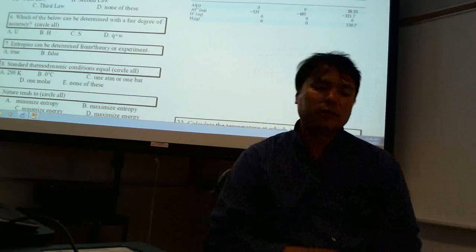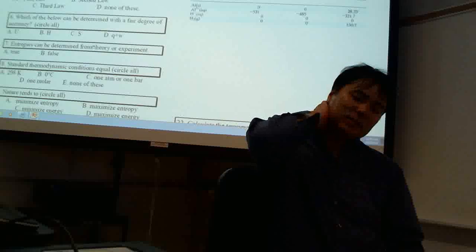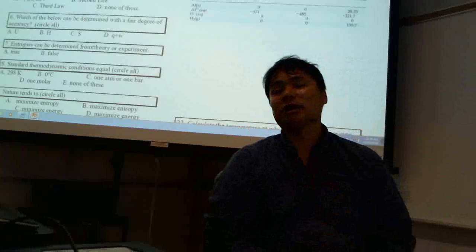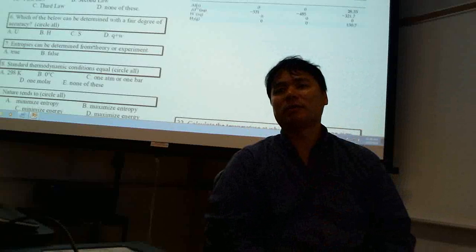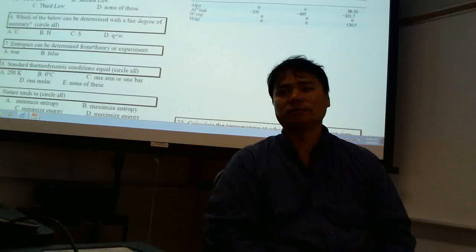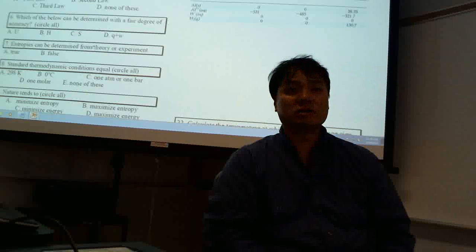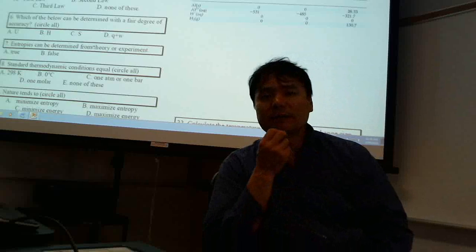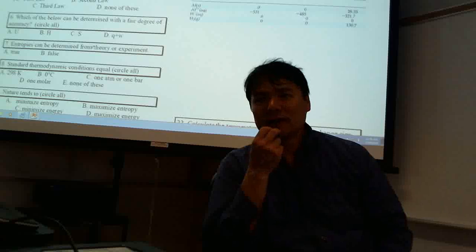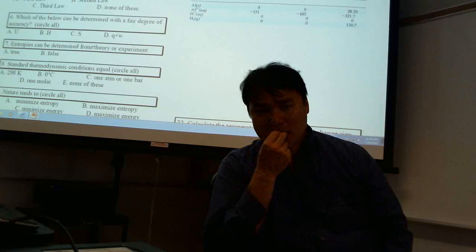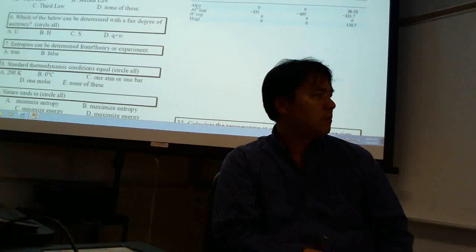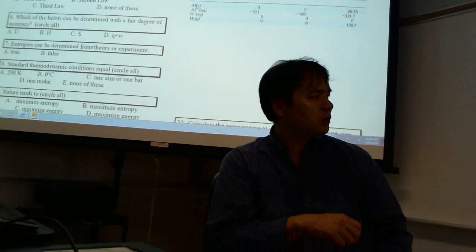One entropy that's very easy to determine theoretically is the entropy of a perfect crystal at 0 Kelvin. How many ways are there to arrange the particles of a perfect crystal at 0 Kelvin? One. If W equals 1, ln of 1 is 0, and so S is 0. We can't go any lower than that because we can't have negative ways of arranging things. There's got to be at least one way of arranging things.